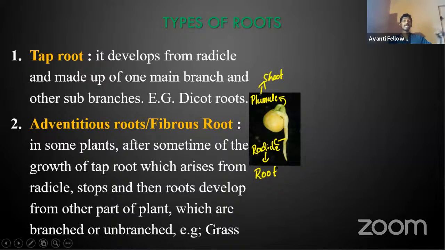So what is taproot then? Which are the roots directly developing from the radical? That means radical will grow and form the root. That kind of root you can call the tap root, or we normally call it mother root. In our native languages, we call it mother root. Why? Because radical is the mother, and that's the only one giving rise to this kind of root. That's why tap root, mother root, different kind. But we normally use the term tap root only. Where can you find it? You can find it in all dicot plants.